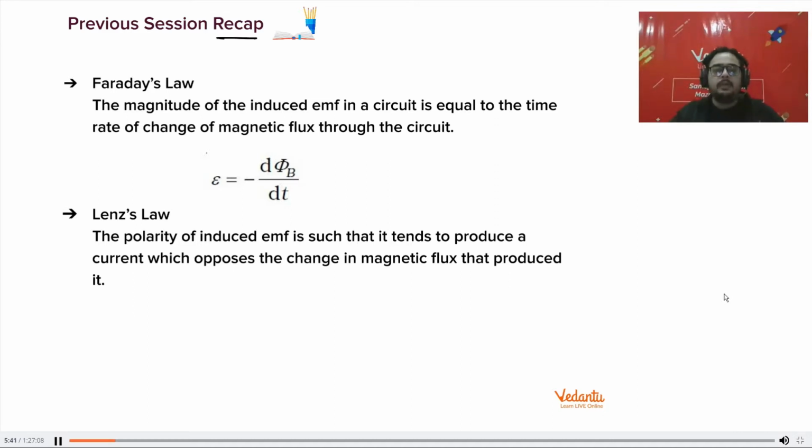Okay. Chalo. So what we have studied in the previous session, let us take a quick recap. We studied about Faraday's law and Lenz's law. Faraday's law was giving you the magnitude of induced EMF in a loop. Basically, let me tell you what was Faraday's law.